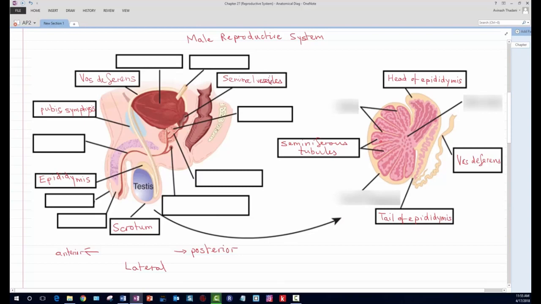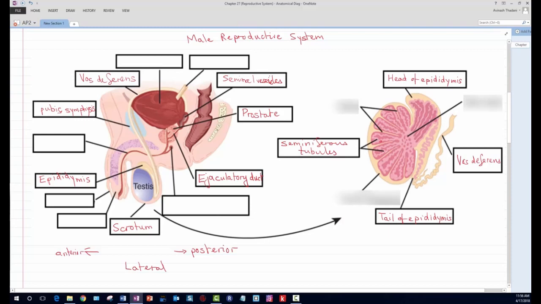Oops, I can't even spell vesicles. V-E-S-I-C-L-E-S. The secretions from the seminal vesicles and the vas deferens join up together to form this structure over here, which is the ejaculatory duct. Which in turn drains, and here within this entire organ, which is the prostate, it drains through the prostate into the prostatic urethra over here.